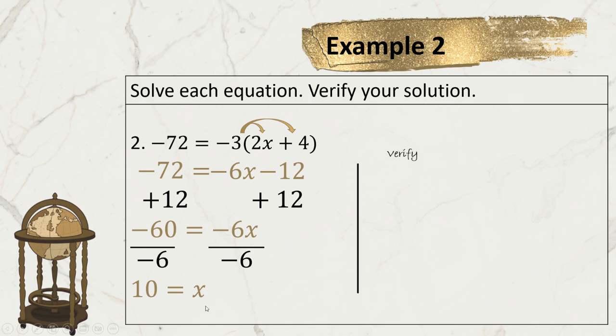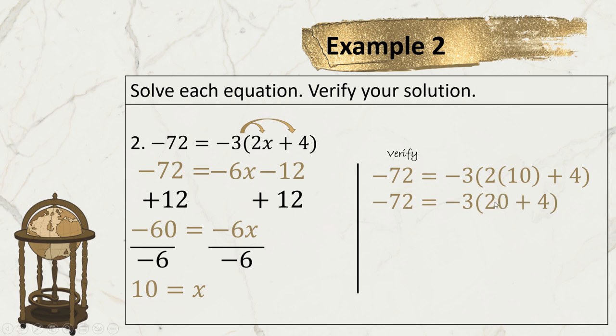So now when we verify, we plug in our solution, our 10, anywhere we see an x up here, which is just this one spot. Okay, so we replace that x with a 10. So I have -72 equals -3 times 2 times 10 plus 4. Okay, so if we follow our order of operations, we're going to take 2 times 10 first, which is 20. Okay, after that first step, we have -72 is equal to -3 times 20 plus 4. Now I can add 20 and 4 next to give me 24. Okay, -72 is equal to -3 times 24. Okay, -3 times 24. Put that in your calculator quick and let's see what you get.